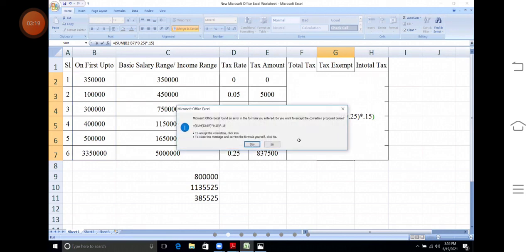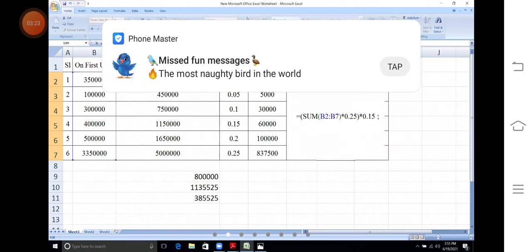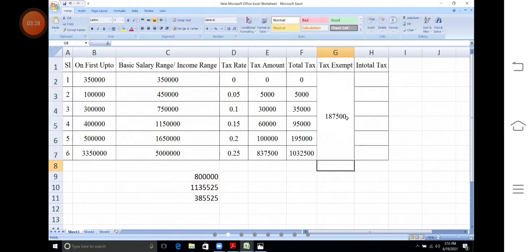Just a minute. That is okay. So this is my investment, and from the investment to calculate the tax exam. So 1,87,500 is my now tax exam. So from your tax amount you can deduct it. Clear these things, yes or no?